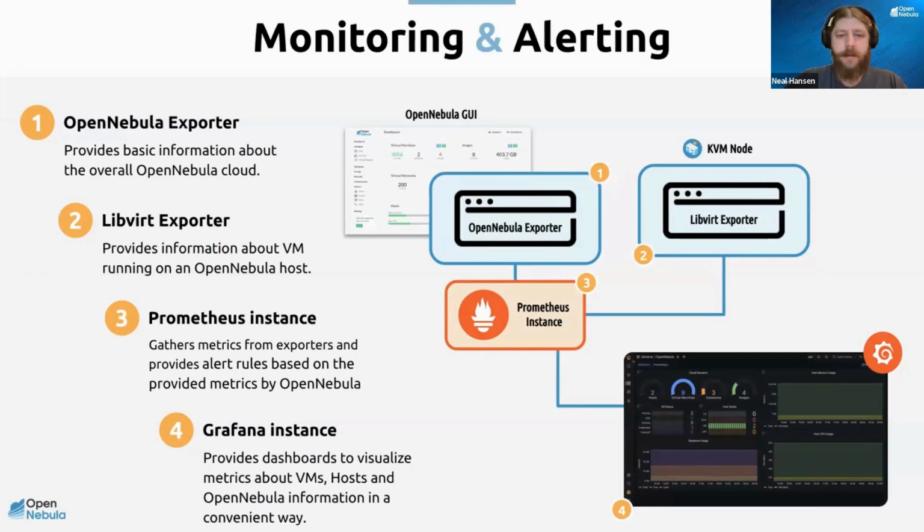And that all moves into the Prometheus instance that gathers all the metrics from the exporters and provides alerts based on rules that you set up and on the provided metrics from OpenNebula. Then you can use Grafana, which will provide a dashboard to visualize all these metrics about your virtual machines, your hosts, and OpenNebula in a very convenient way, all in one place.